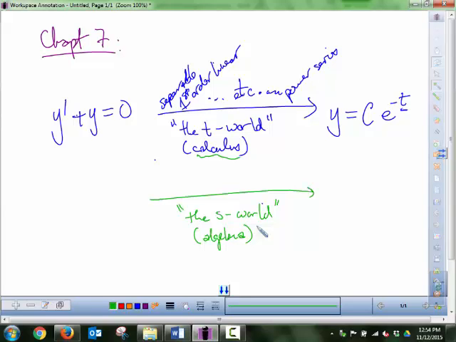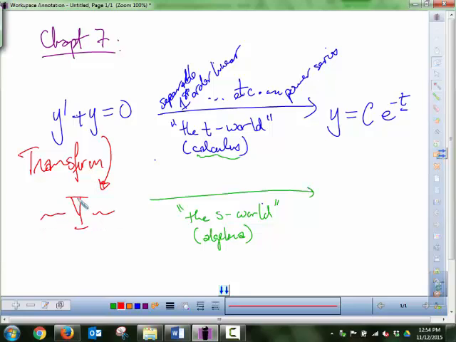So what we're going to do is we're going to transform. In between these two worlds is a transformation. We're going to transform from your t world into the s world by doing, in this particular case, a Laplace transform. And then, the notation for this is to use the same variables except we use a capital Y with some other stuff in it with a y.